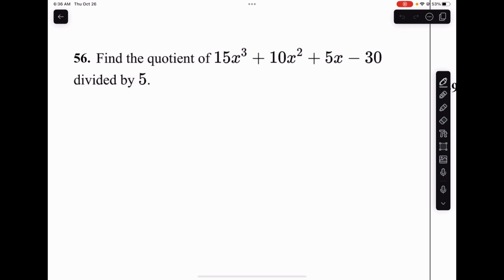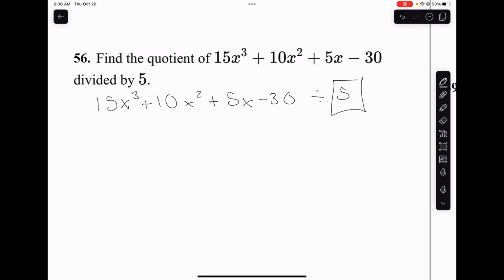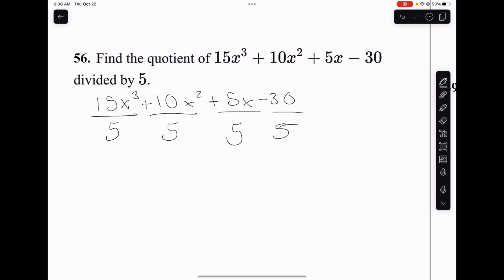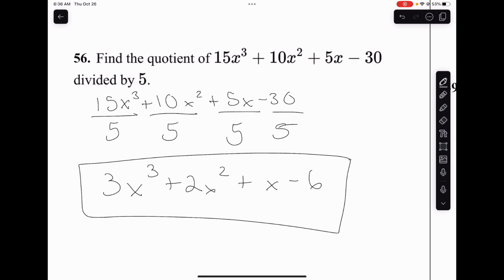In this case we are doing 15x cubed plus 10x squared plus 5x minus 30 divided by 5. Since the thing we are dividing by is just one term, the division is actually quite easy. You can just divide each term by 5. It's pretty simple. So then you just end up with 3x cubed plus 2x squared plus x minus 6. That's all you got to do for something like that.